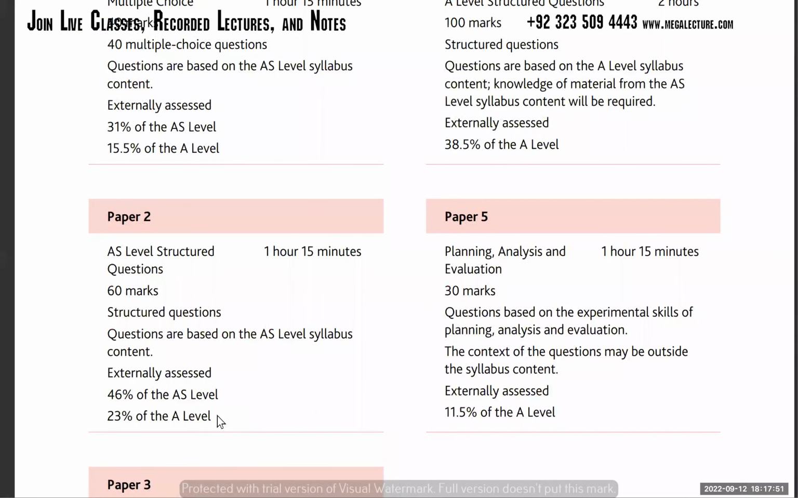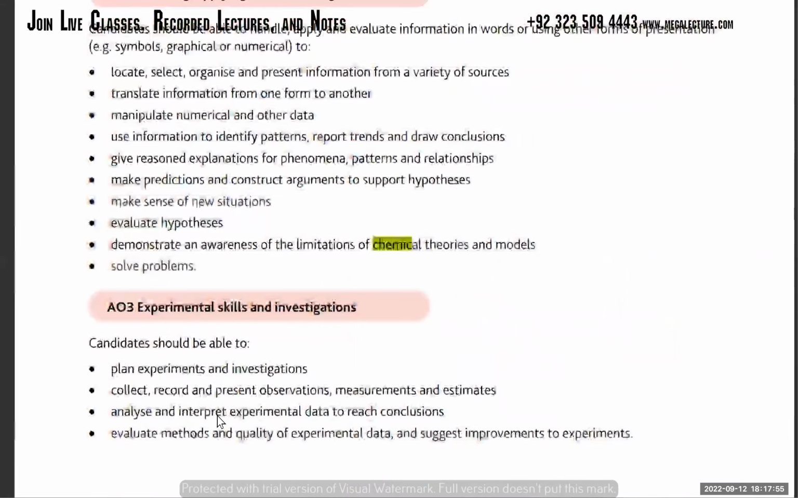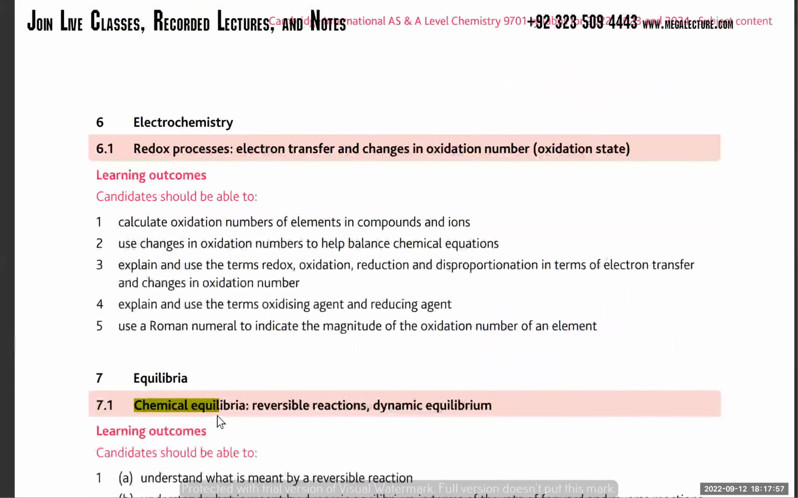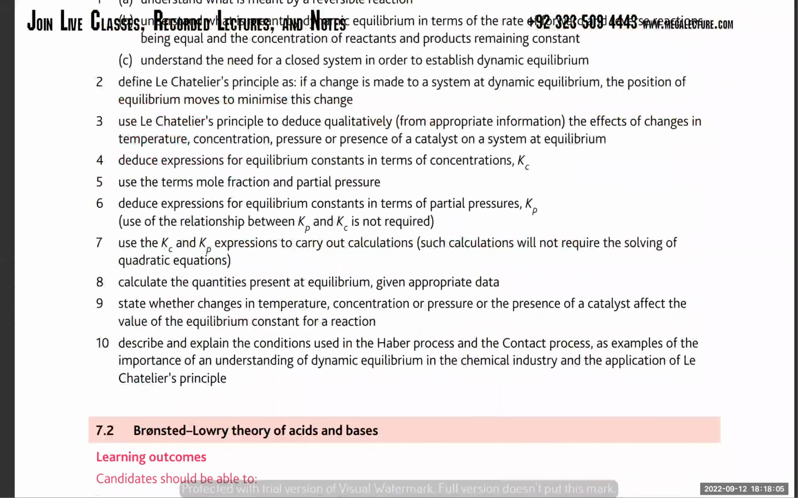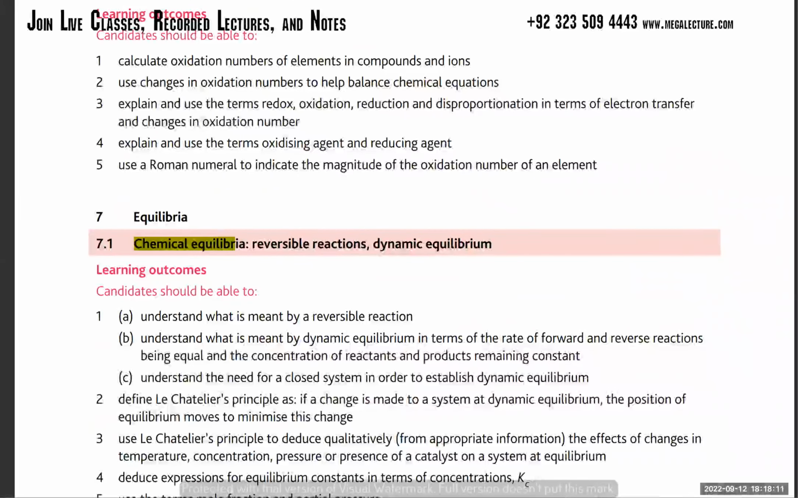The May-June exam has already happened. Equilibria, just a second. This is AS: understand reversible reaction, Kc and Kp. This is AS. One second. And A2 will be. Why is it?